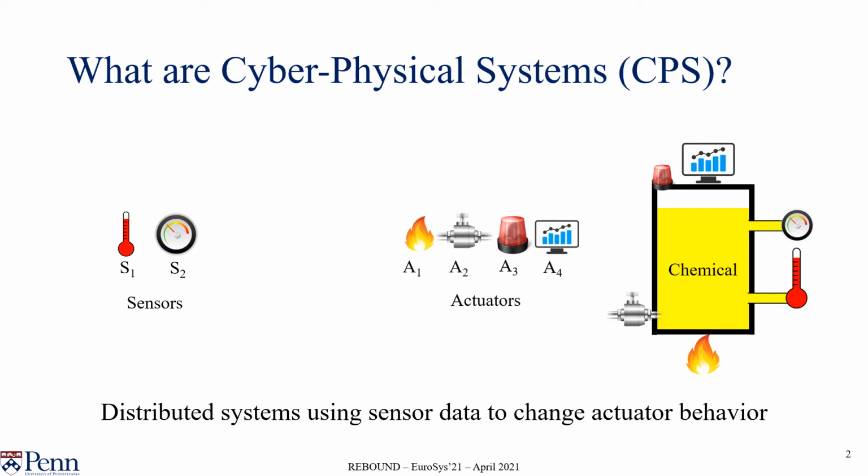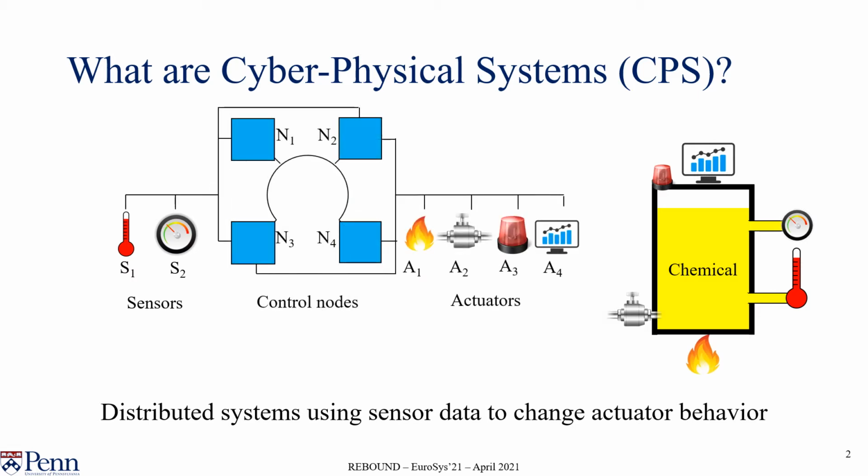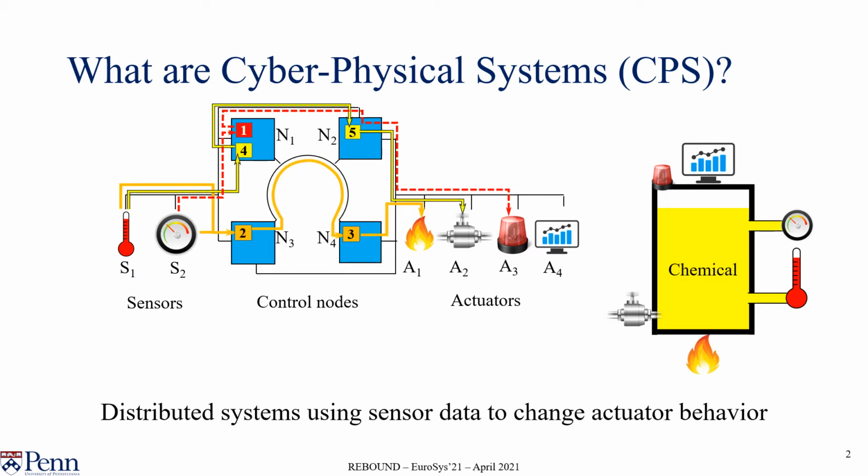The set of sensors and actuators are connected together through a set of control nodes. On these control nodes run applications. For instance, this application uses pressure sensor data to control the alarm. Similarly, there are several other applications that are used to control the other actuators.